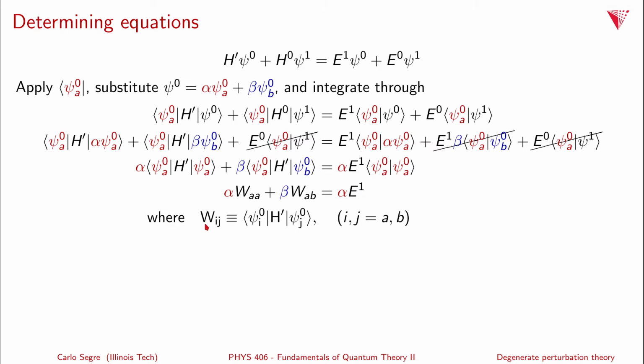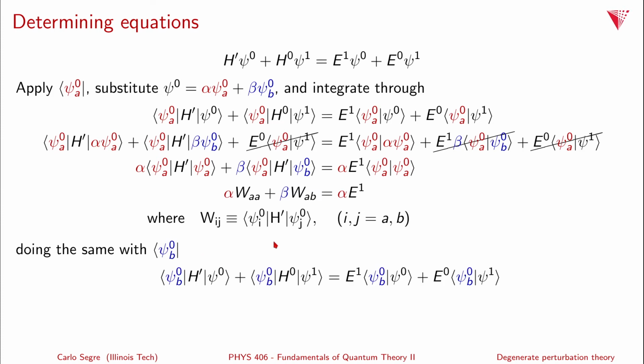So our notation is that Wij is just the matrix element of H prime with psi I0 and psi J0, where I and J can be A and B. We can now do the same thing and close this same equation up here with psi B0.